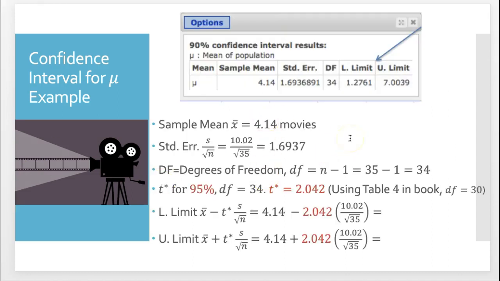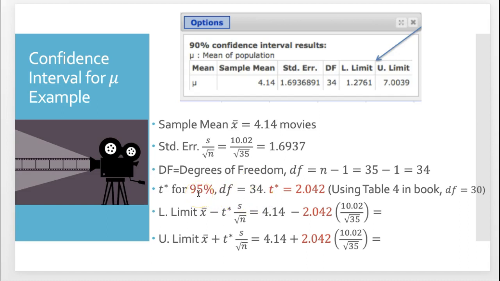So as an example here, all I did was change to 95%. Everything here is the same as before. These numbers didn't change. If you look here, this is 95%. The only thing that would change is t-star. Of course, here I'm using the book again, but compared to the previous one, it's larger. That's the big difference here.